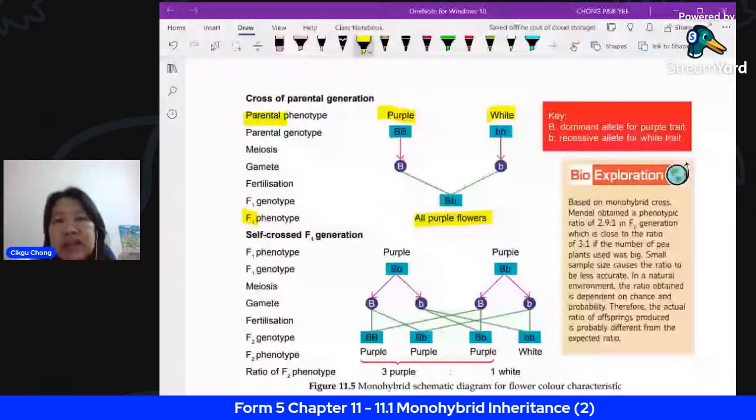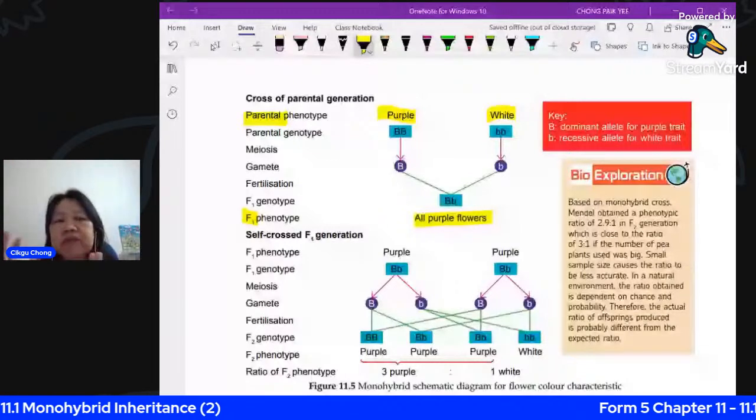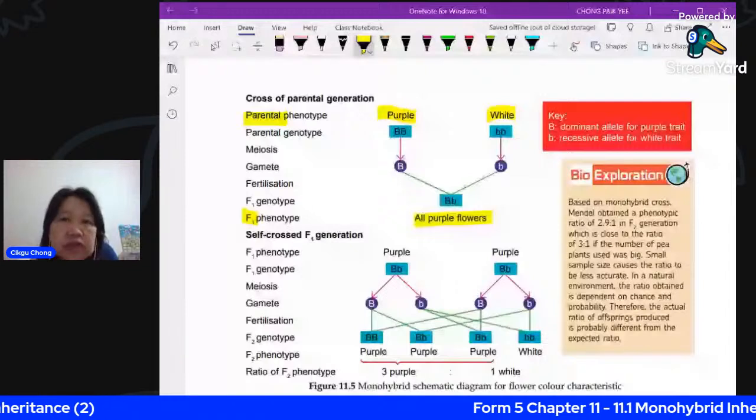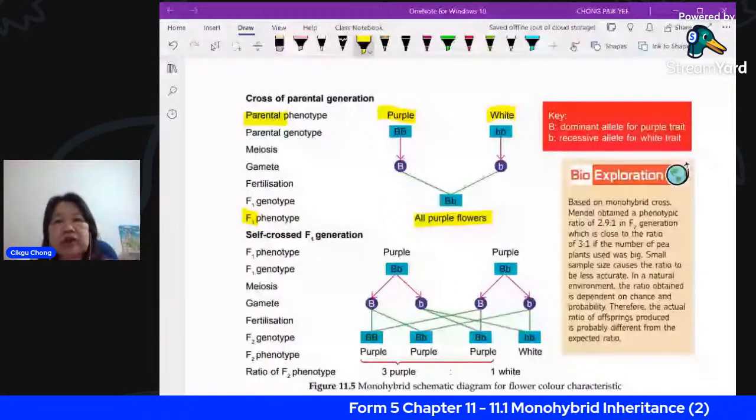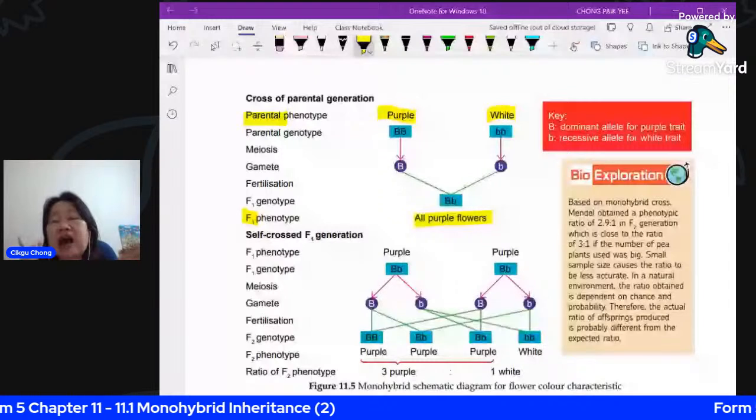And the life cycle, this is important. The life cycle is short. That means in a span of about 2 months, 60 days, you can have the next generation already. That means when you start investigation, you start to breed your plants, right?